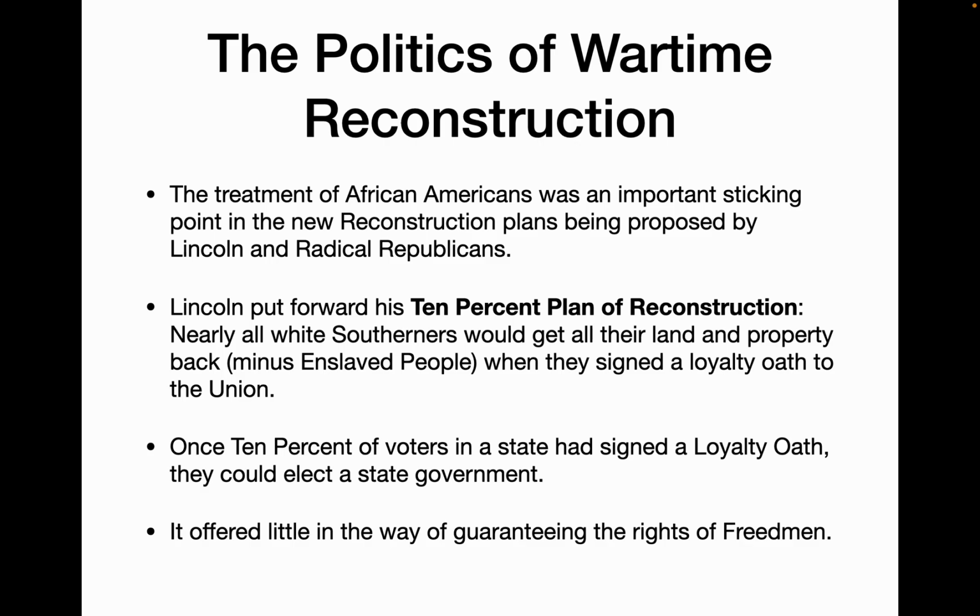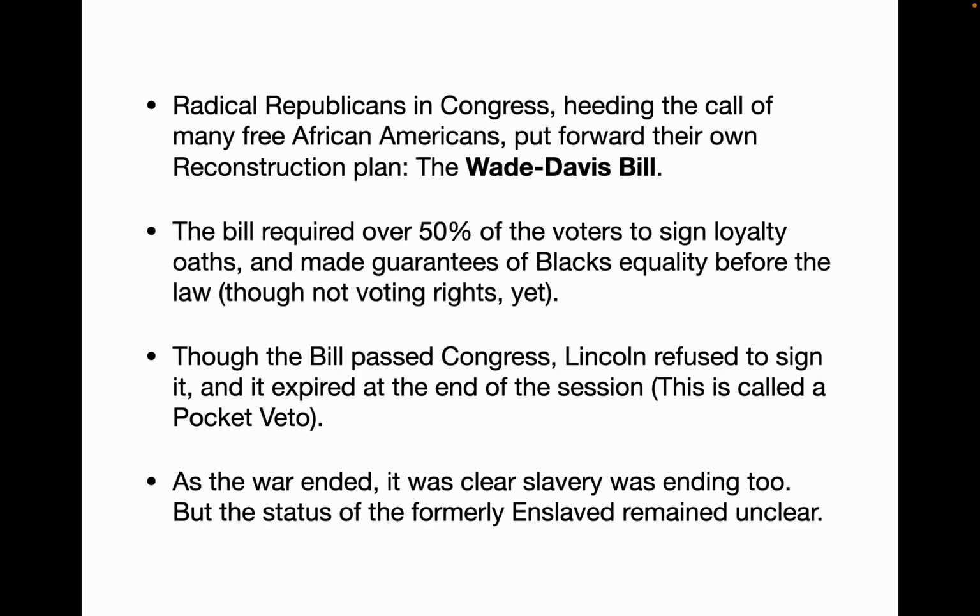And once 10% of voters signed that loyalty oath, they could elect a state government. It was a very quick and easy way to get the South back into the Union. That was Lincoln's main idea, is like, we got to get them back. We got to reunify the country. However, it did not offer very much in the way of guaranteeing the rights of freedmen.